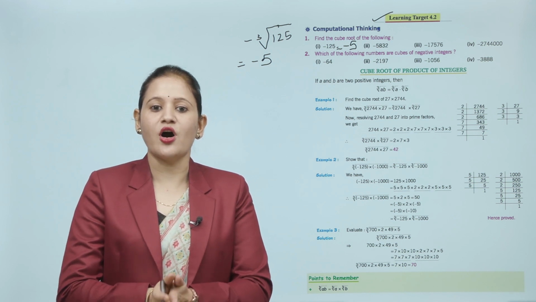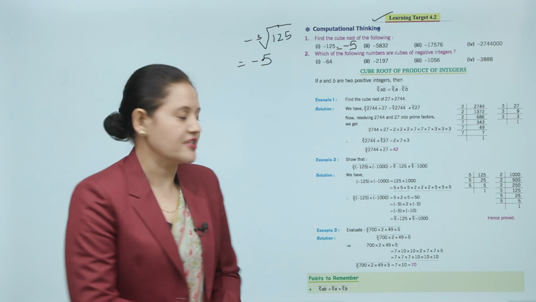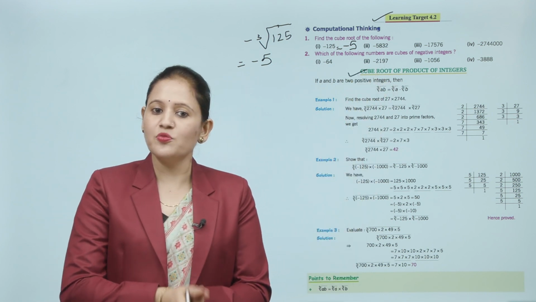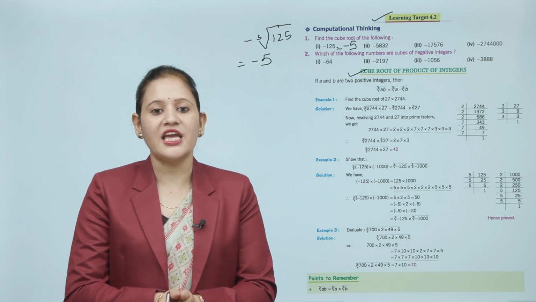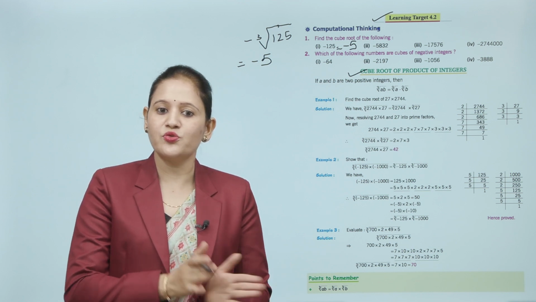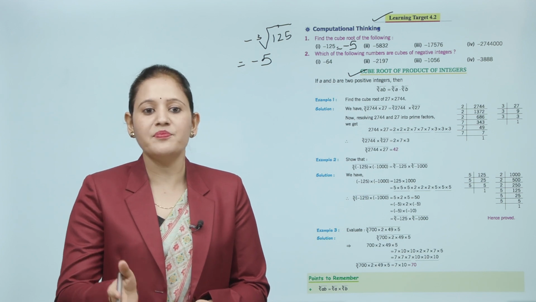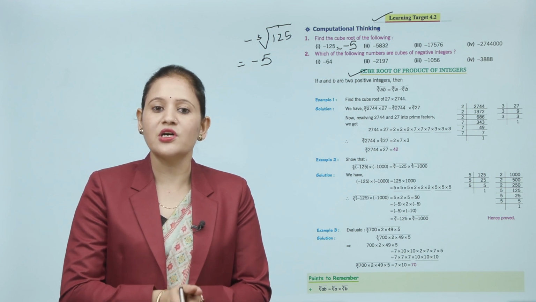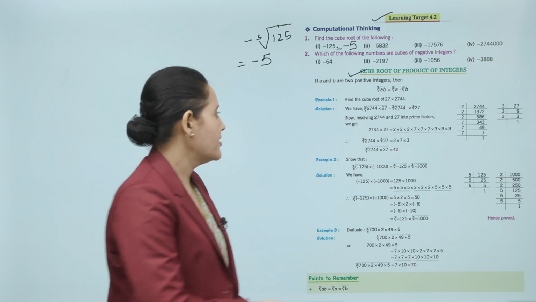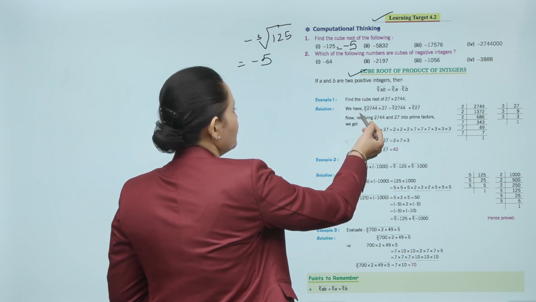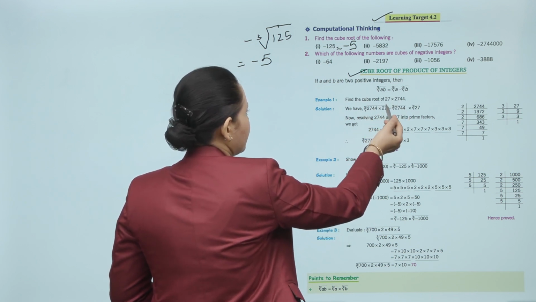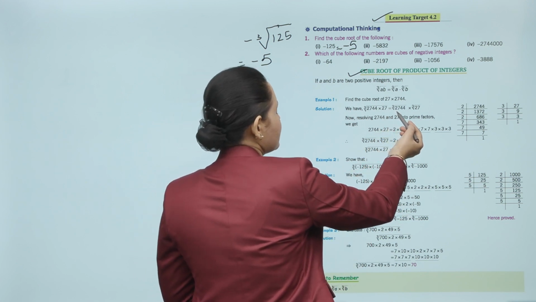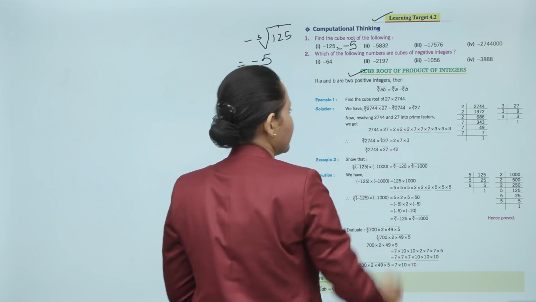Next is the cube root of the product of integers. If a and b are two positive integers, then the cube root of a into b equals the cube root of a multiplied by the cube root of b. Let's take an example. Find the cube root of 27 multiplied by 2744. So we have the cube root of 2744 multiplied by 27. We can also write it separately: cube root of 2744 multiplied by cube root of 27.